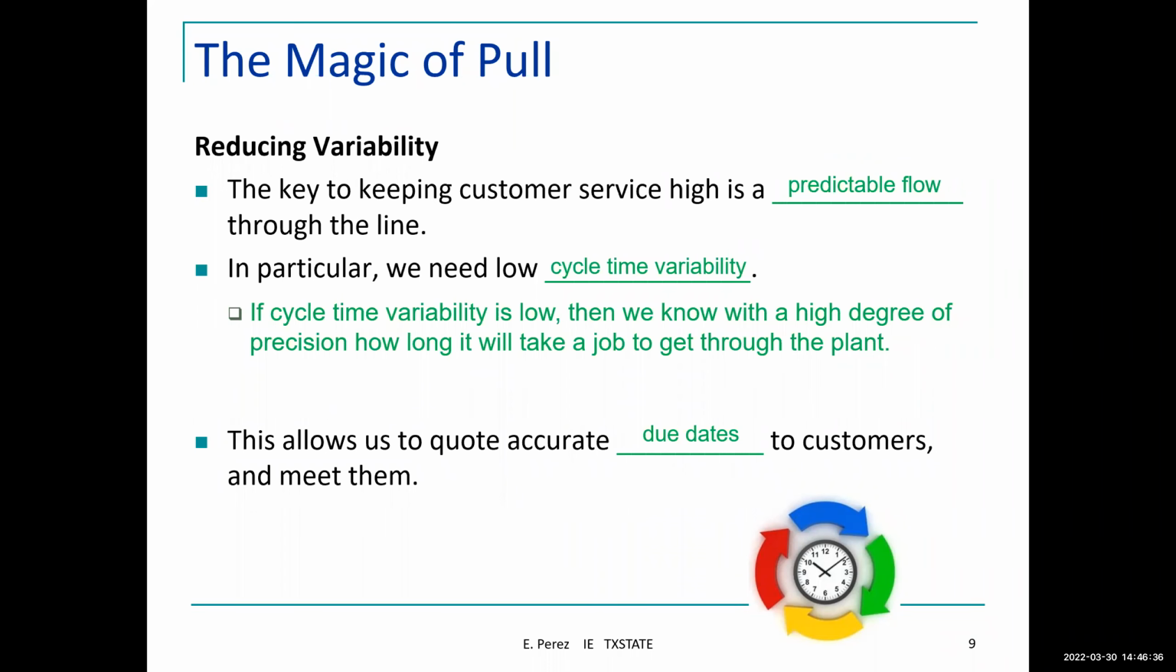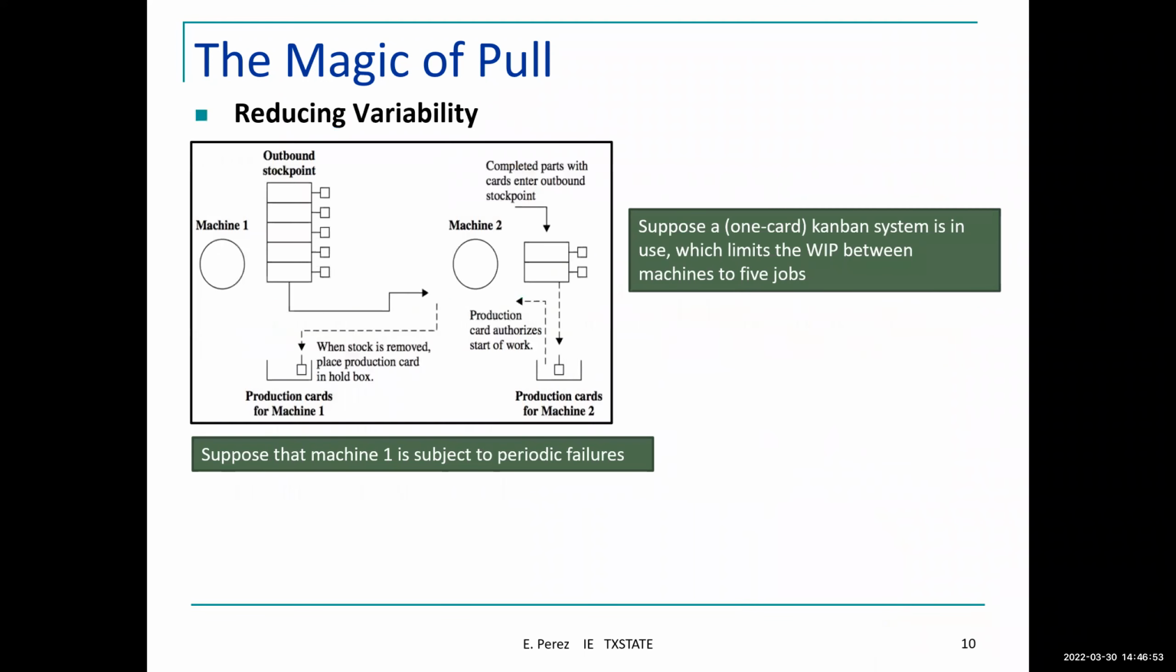So reducing variability, we spent several weeks talking about this subject to see how important it is. If you put together a good, reliable process, then you'll be able to have a good quality of service for your customers. Reducing variability, I think this is something that we show with a problem in class.